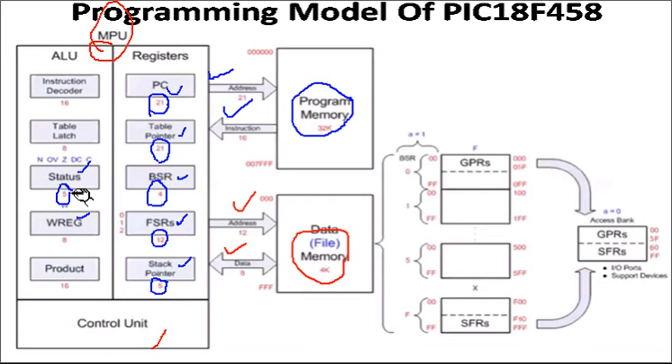For example, the status register. Actually the status register is of 8 bits, right? Amongst that we are only going to use 5 bits and 3 bits are unused. We have already studied it. Amongst the 5 bits, there are C, the carry flag, DC, the digit carry, N, the negative flag, OV, the overflow flag, and Z. These are the 5 bits. Similarly, you can see 8 written under WREG, and under the program counter you can see 21 written. This indicates the number of bits the particular register is going to hold.